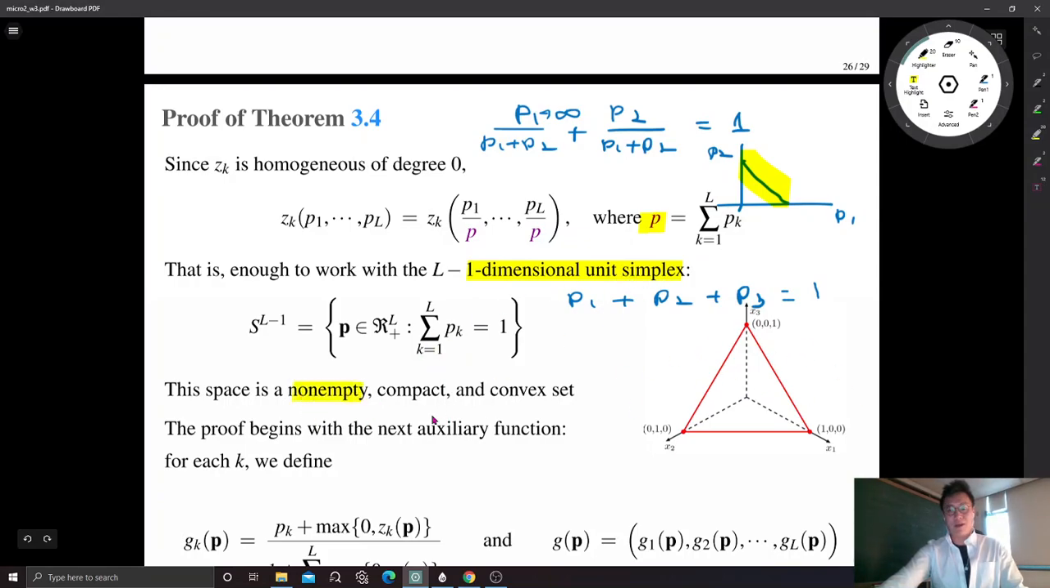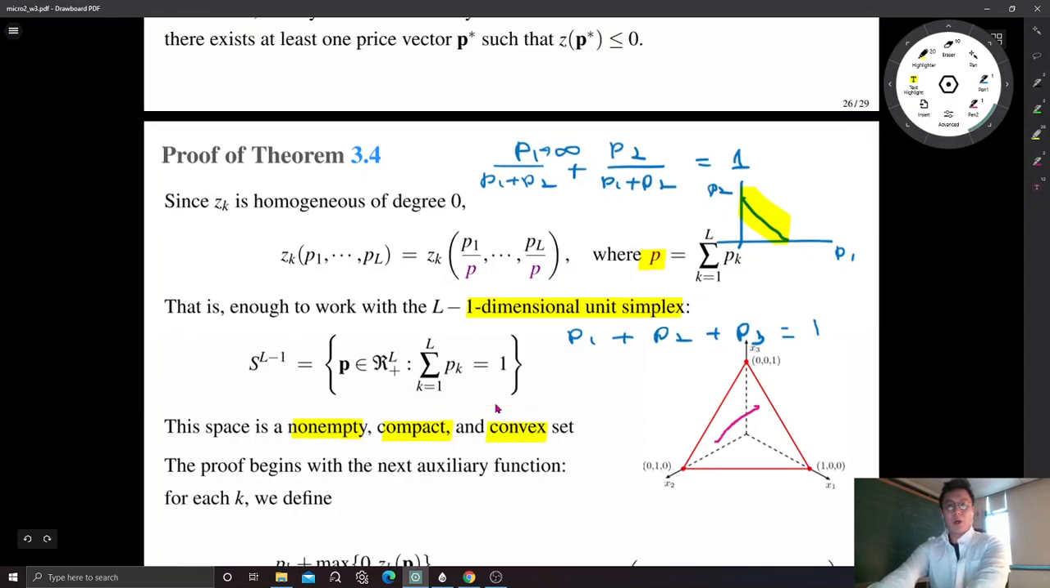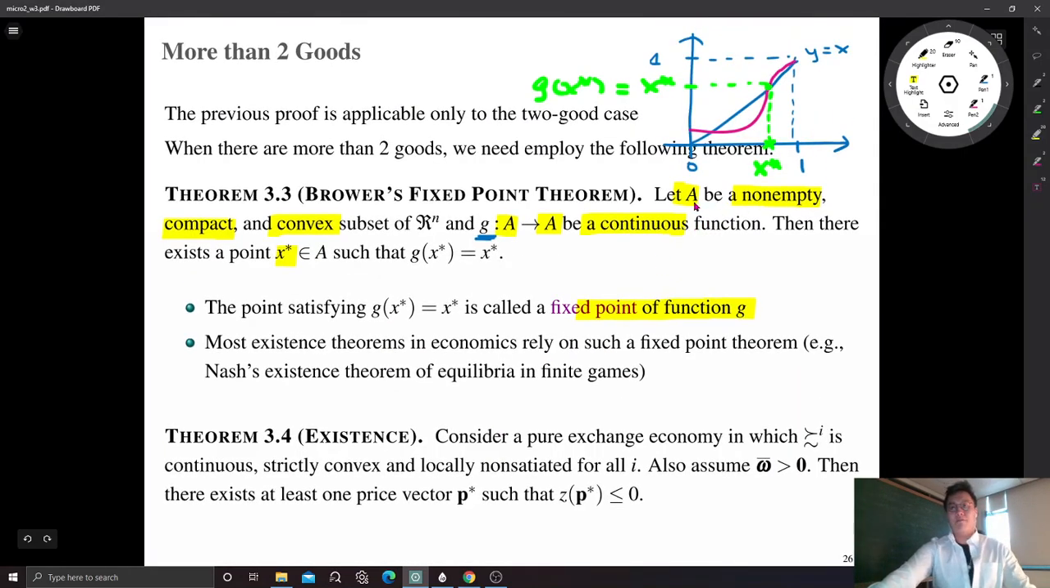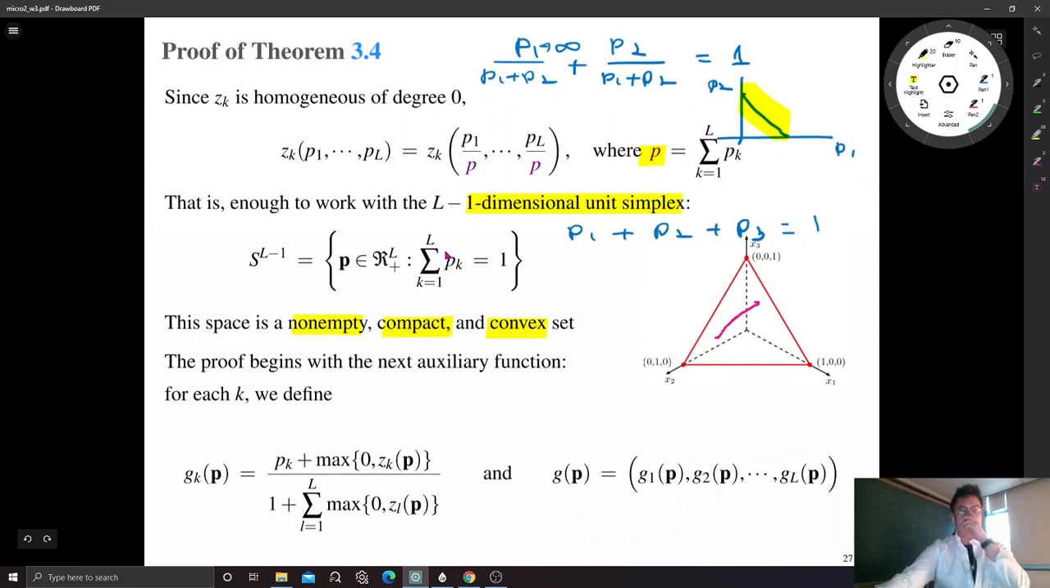This simplex is non-empty. Clearly, it is non-empty and compact, that is closed and bounded, and convex. If we choose any two points on this plane, their line segment, the linear combination, still lies in the set, so it is convex. So it satisfies all of the conditions for the space A: non-empty, compact, and convex. This is the main purpose of this normalization.